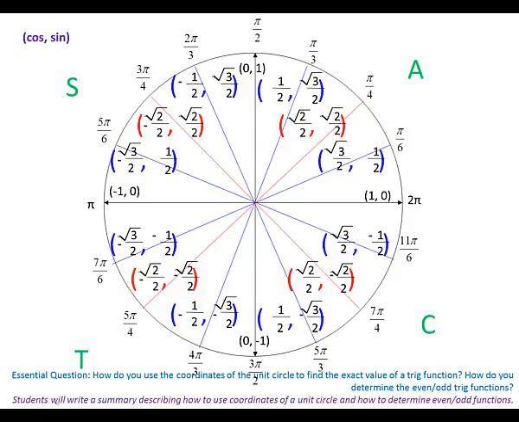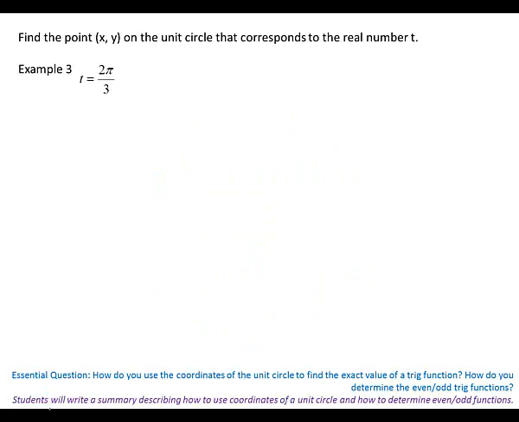Eventually, you're going to want to move towards the coordinates, because that's what we're going to use in AP Calc most of the time. All right, so what we're supposed to do is find the point on the unit circle that corresponds to the real number t. All we're doing is looking for the point. So on the unit circle, I want you to look for 2 pi over 3.